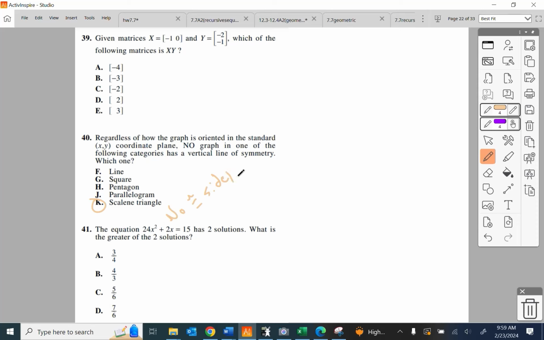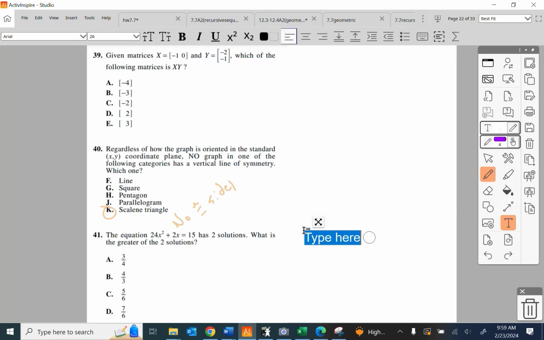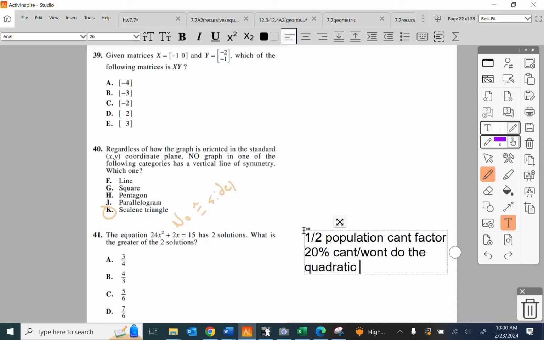The equation 24x squared plus 2x equals 15 has 2 solutions. What is the greater of the 2 solutions? I've been teaching Algebra 2 for quite a while, and things get worse and worse every year, but I would say 1/2 the population can't factor, or at least won't factor, and probably 20% can't or won't do the quadratic formula.